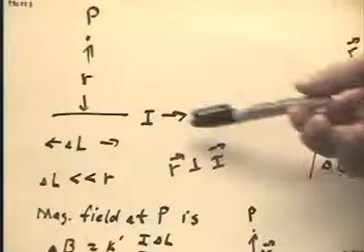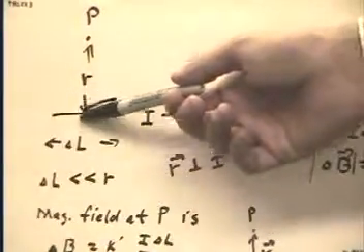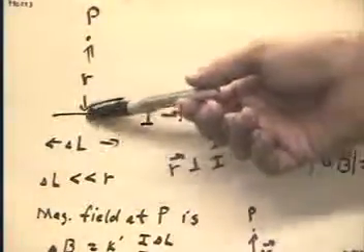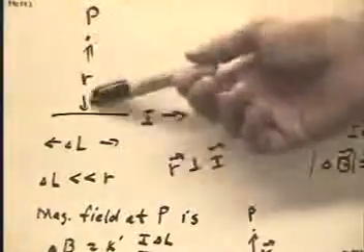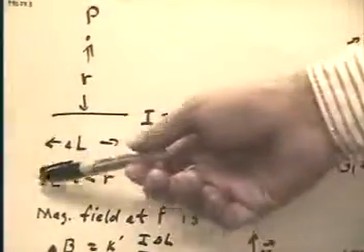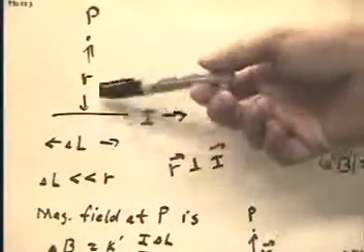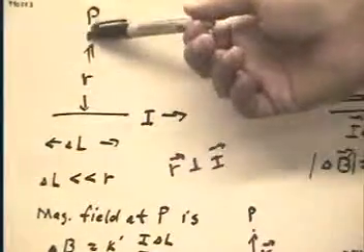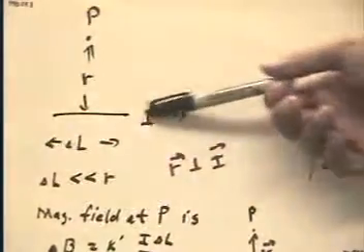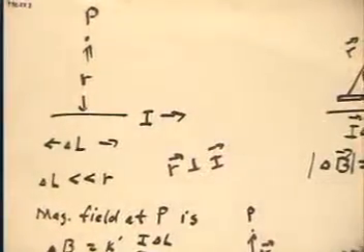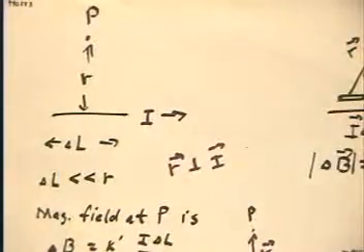One more assumption: the vector r from the segment to the point P, let's say from the middle of the segment to the point P, although if the segment is short, then any point of the segment will give us about the same result. But let's say that vector is perpendicular to the strip of wire, so perpendicular to the direction of the current. In that case, we're going to get a magnetic field at P.